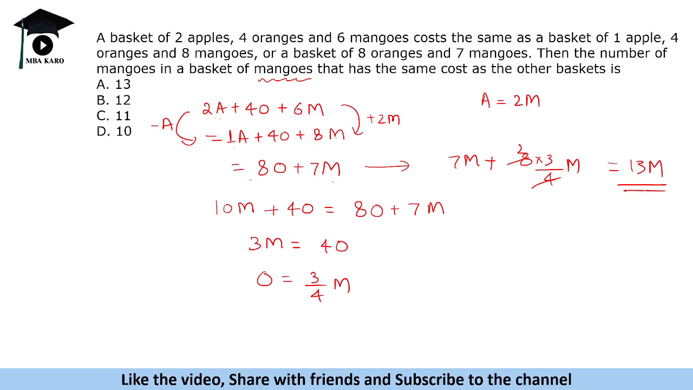So the basket has the same cost, so we have 13 mangoes in that basket. If you put in any of these, you will get the same result. Better put in the one which has the least number of variables. Or if you put here also, 3 mangoes, 1 apple is 2 mangoes, so 2 plus 3 plus 8, again you get the answer as 13 mangoes.